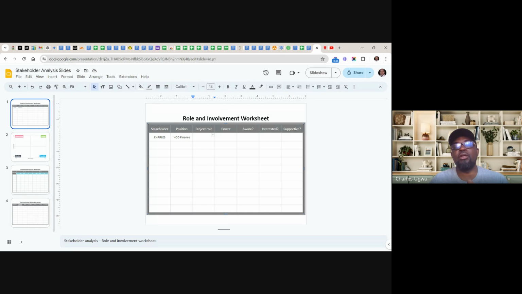Now we've captured my role in the organization. So my role in the project, because I'm the person that is securing funding for this.